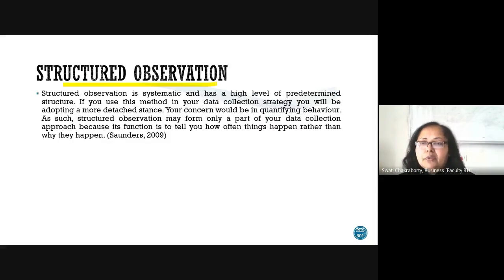The other type of observation is structured observation, which is systematic and has a high level of predetermined structure. If you use this method for data collection, you will be adopting a more detached stance. You do not get involved, you just see. Your concern would be quantifying behavior. It may form a part of your data collection, because its function is to tell you how often things are happening rather than why they are happening.